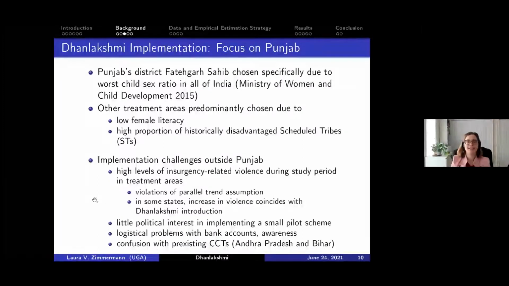Also, not surprisingly, maybe, if there's a lot of violence going on, there's a lot of anecdotal reports about other kinds of implementation challenges, a long laundry list, including low political interest in actually implementing such a small pilot scheme, logistical problems with opening bank accounts, raising awareness of the program, and then confusion with other pre-existing CCTs in some states.